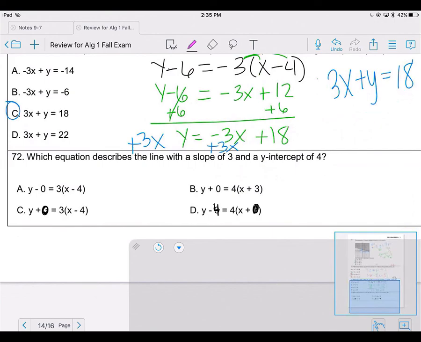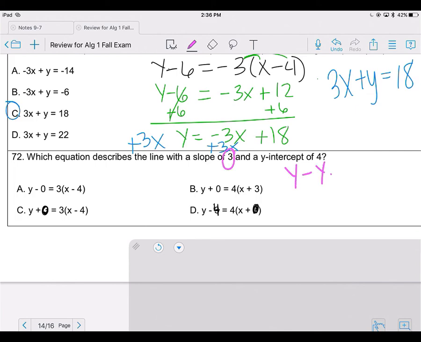For 72, when you were given this review, your teacher should have asked you to change the answer choices on C and D, but if you did not, you need to change them now because none of them work out nicely. 72 asks us which describes a line with a slope of 3 and a y-intercept of -4. So looking at a slope of 3 in our point-slope form, our slope goes in front of x, so B and D are out.